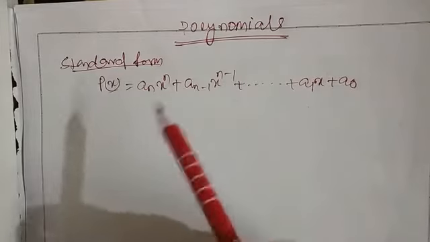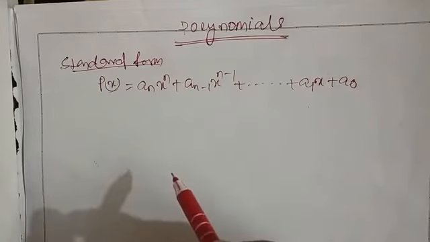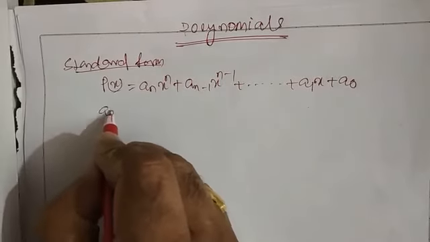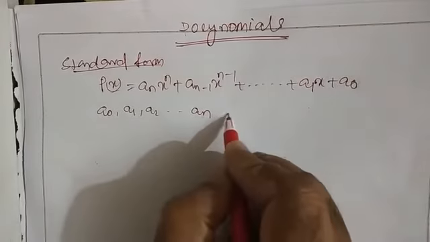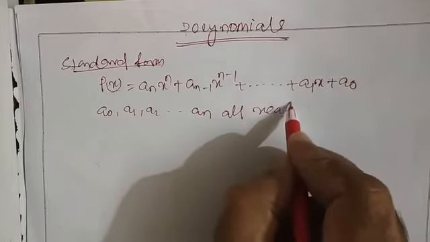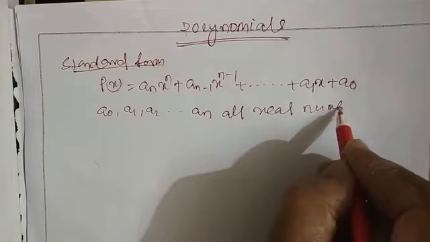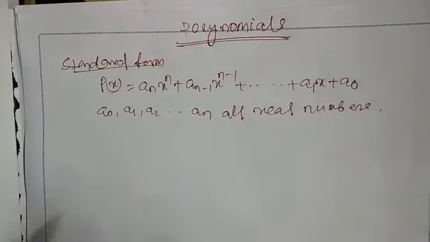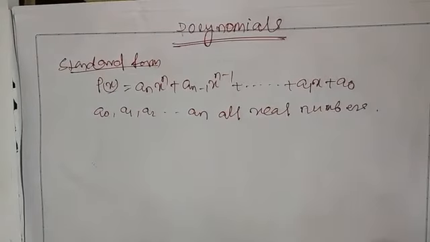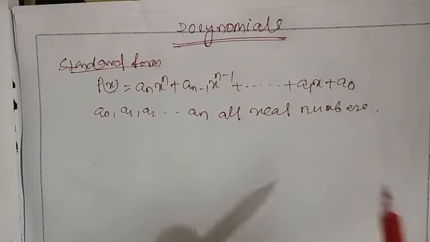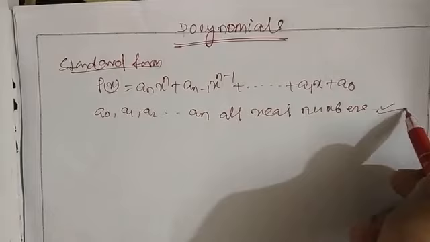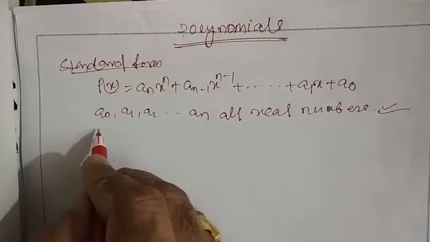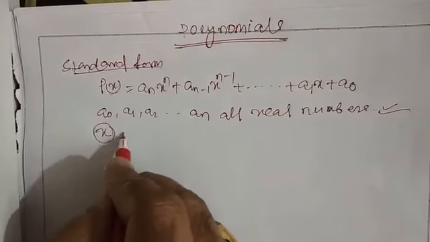Now what are the restrictions on a_0, a_1, a_2 up to a_n? They are all real numbers. When we read about complex numbers, they can be complex numbers, but don't bother about that. Think of them as real numbers. And what about x? x is a variable.